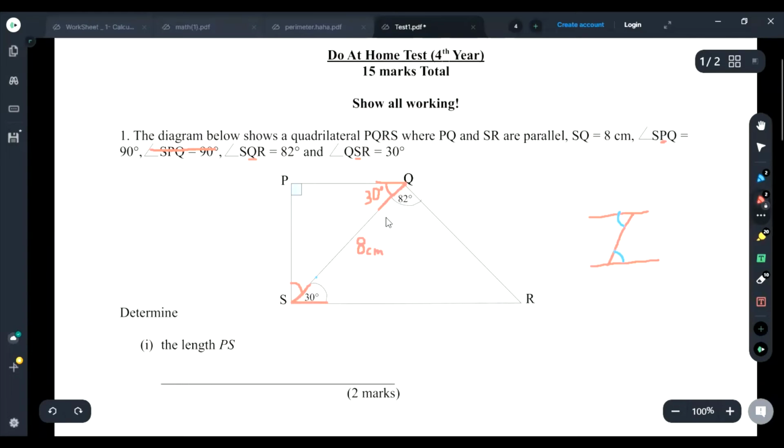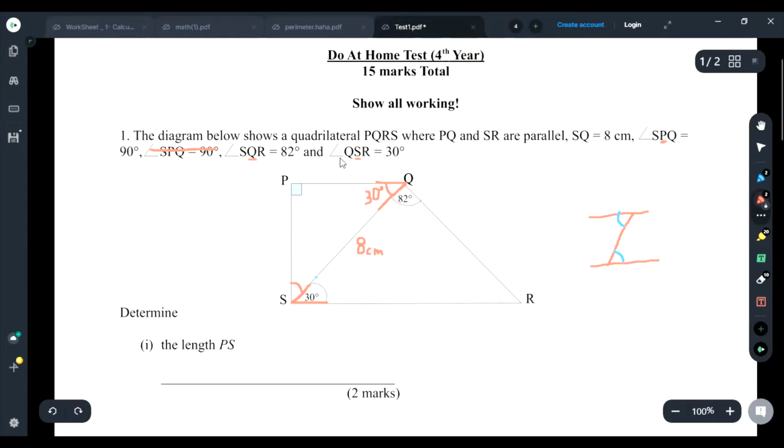SPQ is 90 degrees, and I let everyone know that the angle is associated with the letter in the middle. So please be aware of that. It's always, if you have 3 letters and they want you to find the angle, they're asking you for the letter in the middle. Okay?